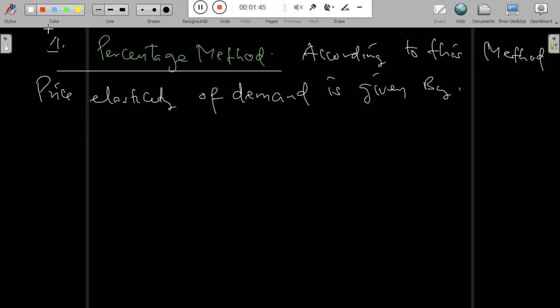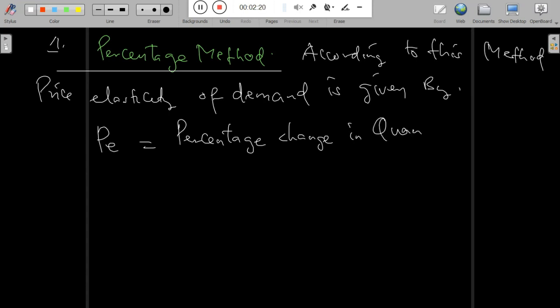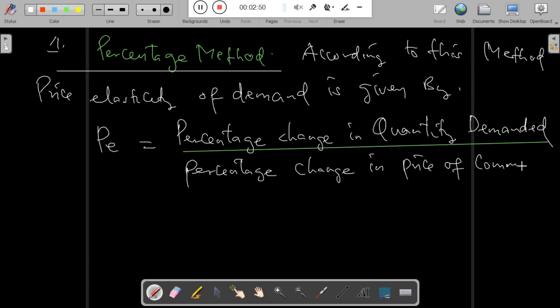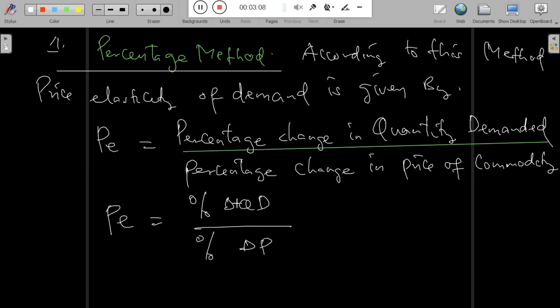of demand. So under the percentage method of calculating the price elasticity of demand, the price elasticity of demand is given by taking the percentage change in quantity demanded over the percentage change in the price level of the commodity. So it is given as the percentage change of quantity demanded over the percentage change of price.